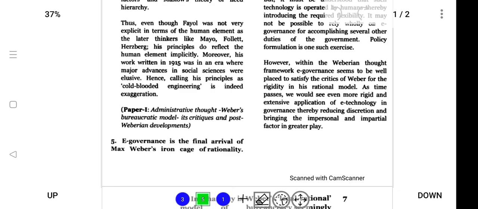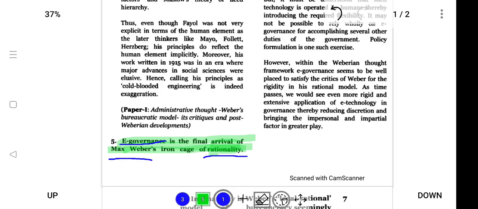So the fifth question for today is: e-governance is the final arrival of Max Weber's iron cage of rationality. So what does this mean? I'll be explaining in Nagamis. First of all, e-governance and Max Weber's rationality.